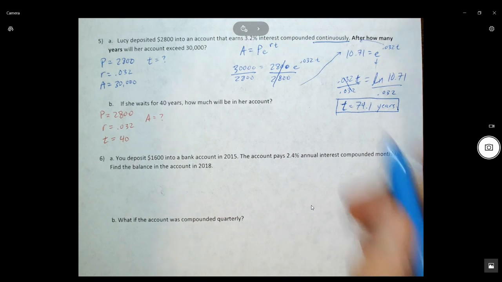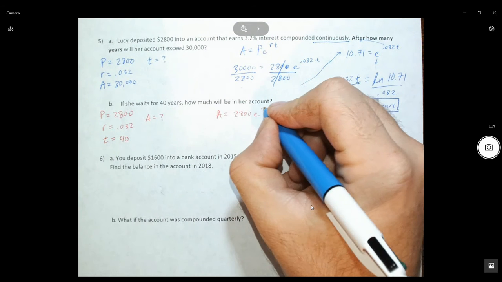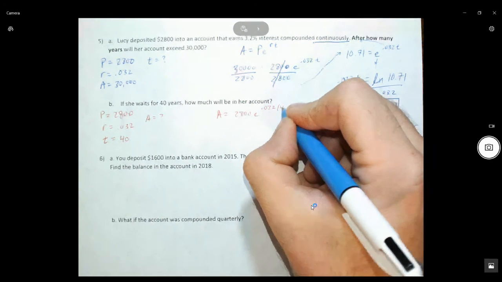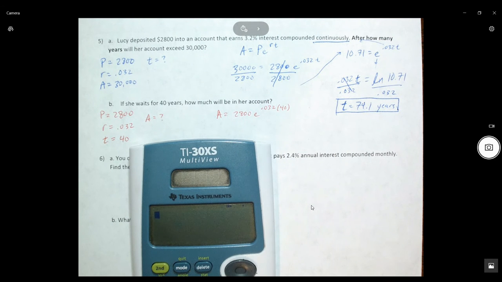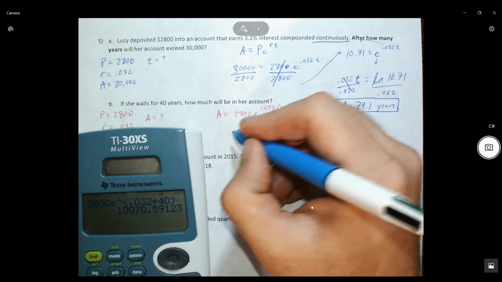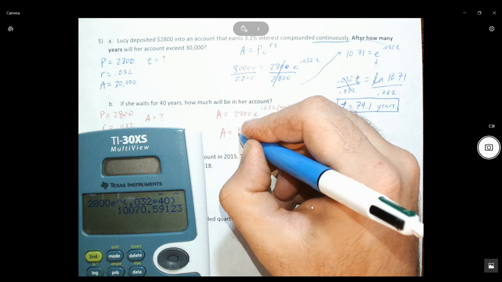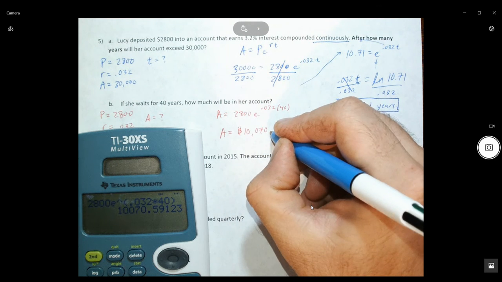All right, so for this, I'm going to say A is equal to 2,800 E to the 0.032 times 40. Okay, so now this is just where I can plug everything in together, and I can get a pretty easy answer out of this. So 2,800 E, that comes from the second natural log on your calculator. You're going to do 0.032 times 40, close that parentheses out. And after those 40 years, she's going to have about $10,070.59.